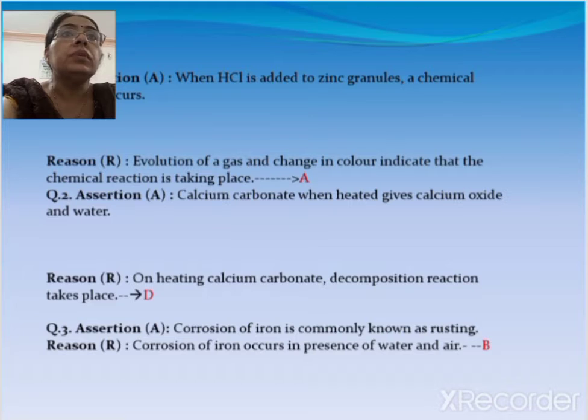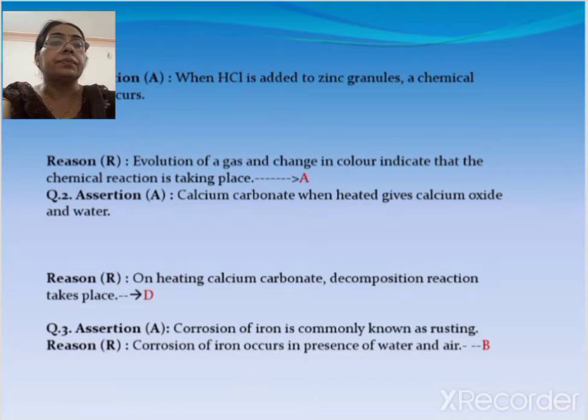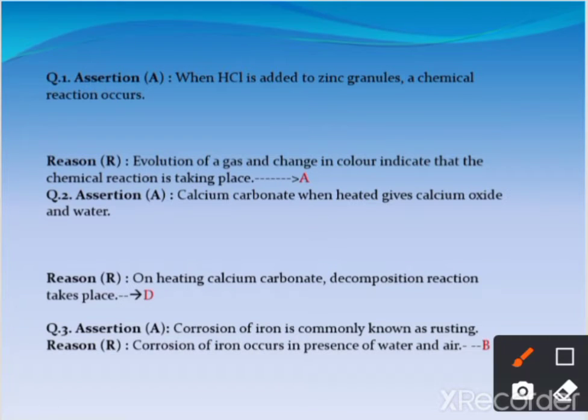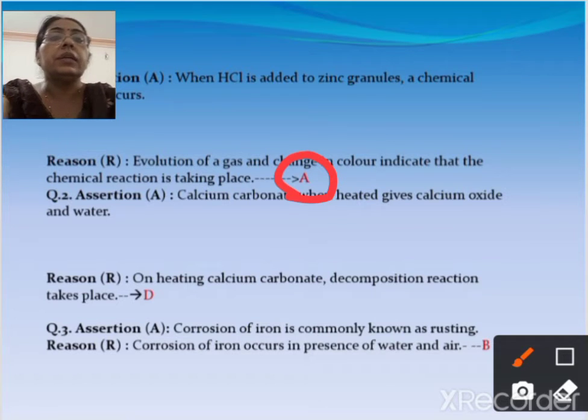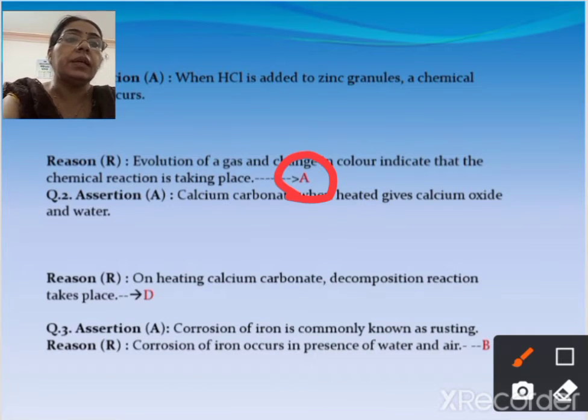When we see the assertion, it is true, and when we see the reason, it is also true. And the reason is also the correct explanation of the assertion given here. That's why we will choose option A here. So the correct option we will choose here is A.